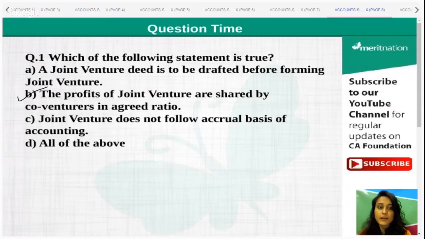Then coming to point number C, joint ventures always follow the accrual basis. Over here it is written does not follow, so that is why C is not correct. A is also not correct, and of course all of the above is not the correct option. So B is the right answer over here. I hope it's clear to everybody.